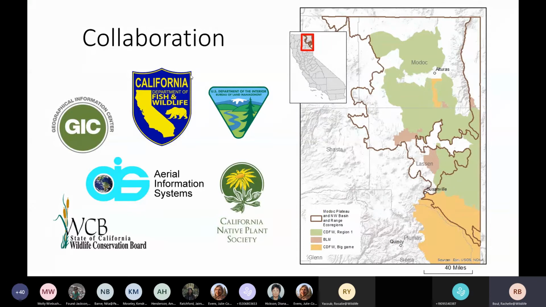Our pleasure. All right, and then the Applegate and Eagle Lake in pink was funded by BLM, and sampling was done by the California Native Plant Society, and mapping was done and is currently being done by the Aerial Information Systems, or AIS, out of Redlands.